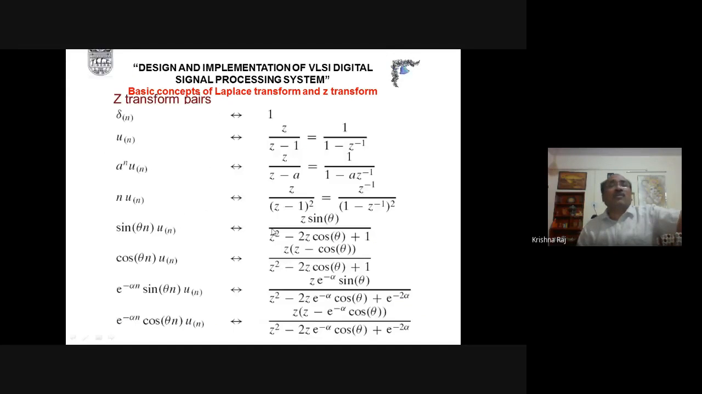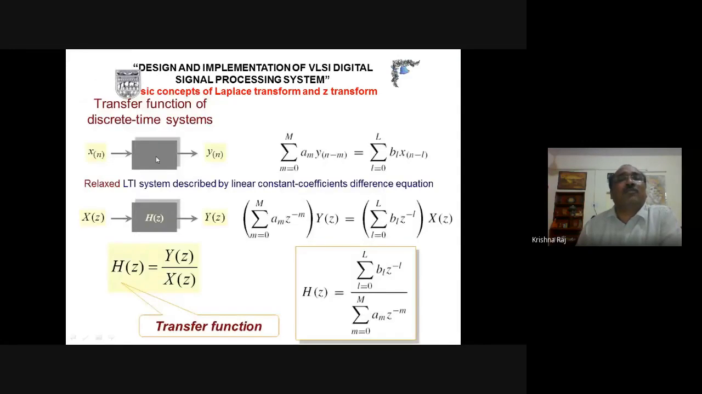Now these are some z transforms of some signals or sequences, in analogy with the continuous signals and the transformations we have just described, as we have described in the Laplace transform also. Now come to this point here.